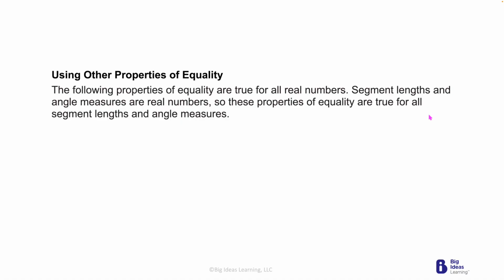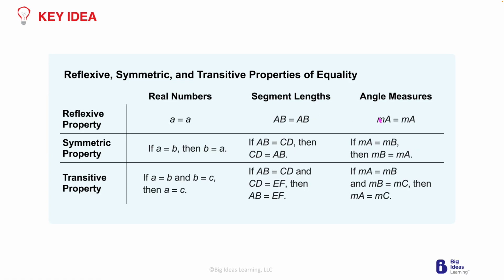So there are other properties of equality. Again, you have these in that packet I gave you. The first one is a very common sense one. It's called the reflexive property. It says that A equals A. In other words, a number equals itself. In geometry, the segment length AB equals AB, or the angle measurements, measure of angle A equals measure of angle A. It's kind of common sense. It equals itself. That's what the reflexive property is.